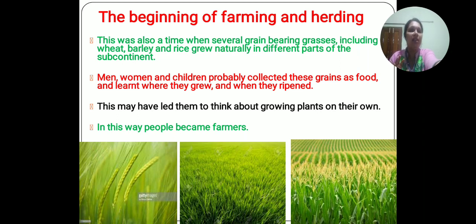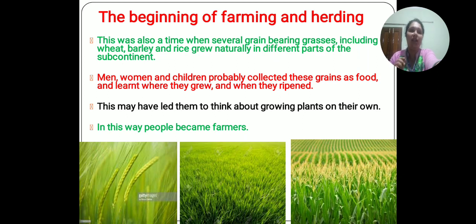This may have led them to think about growing plants on their own. So when they learned the process, how the grain bearing grasses grew, what type of soil they required, what the time period was, what season they ripened in, when they learned the whole process, then they started thinking: why should we not grow all these things by ourselves, why can we not grow these plants on our own?